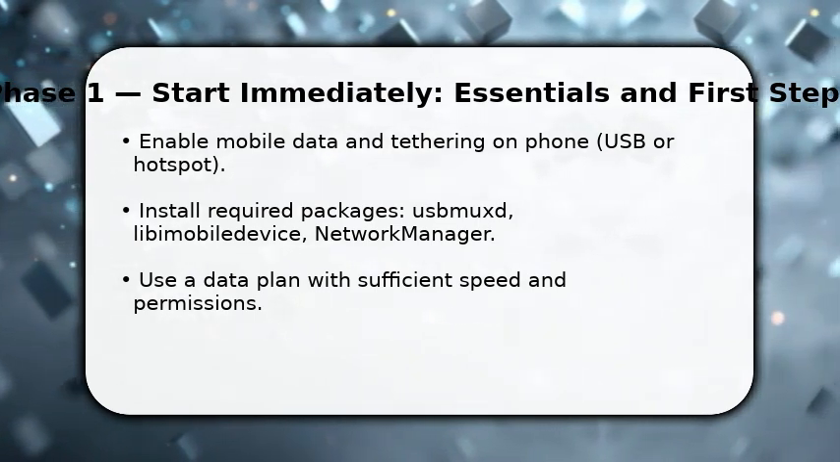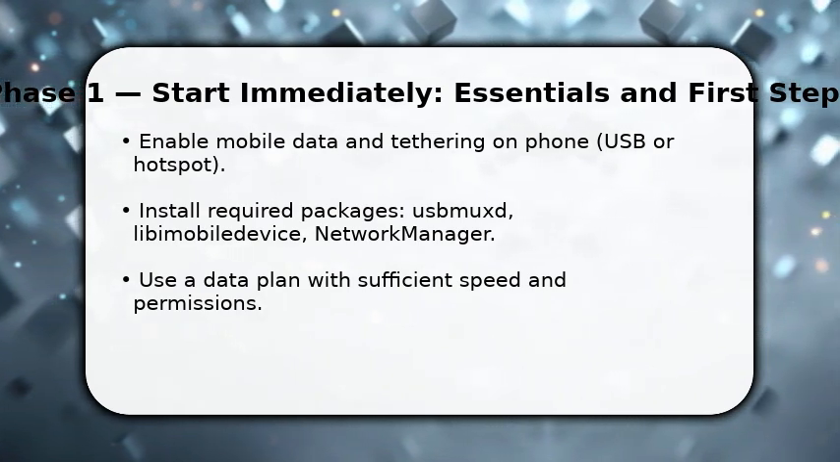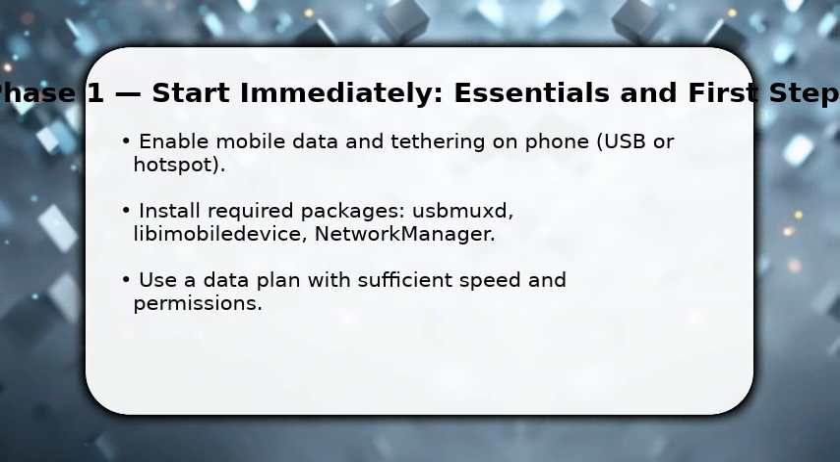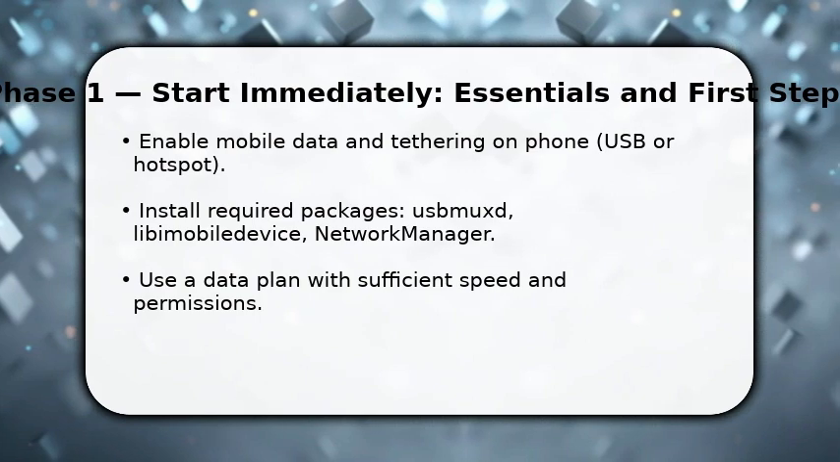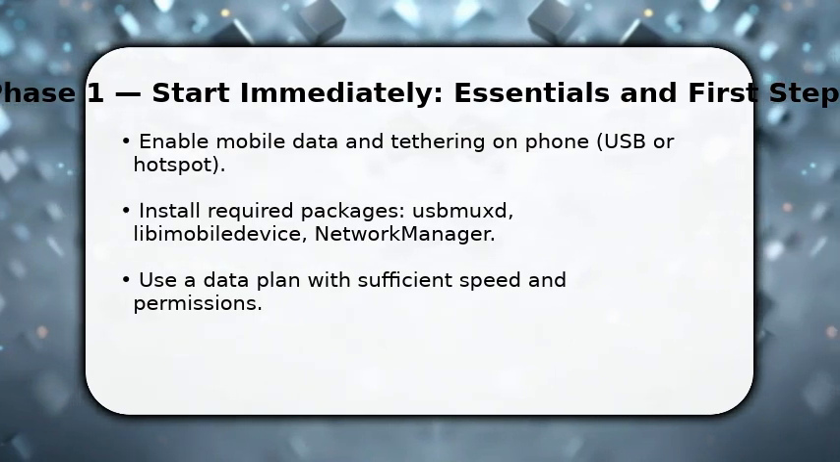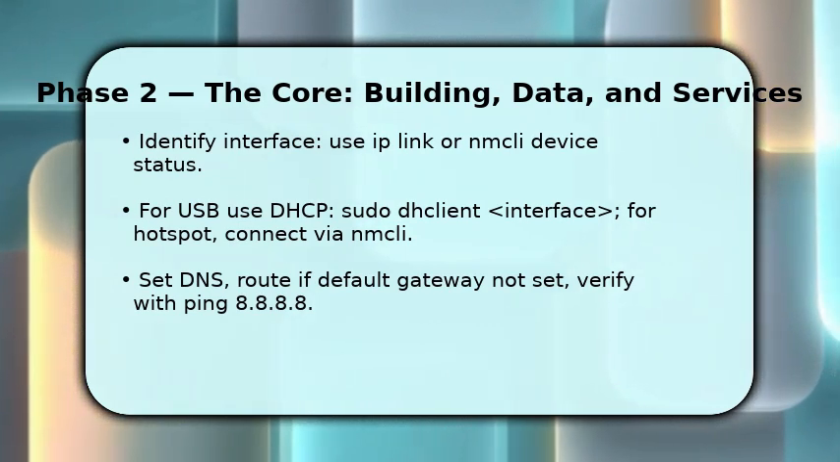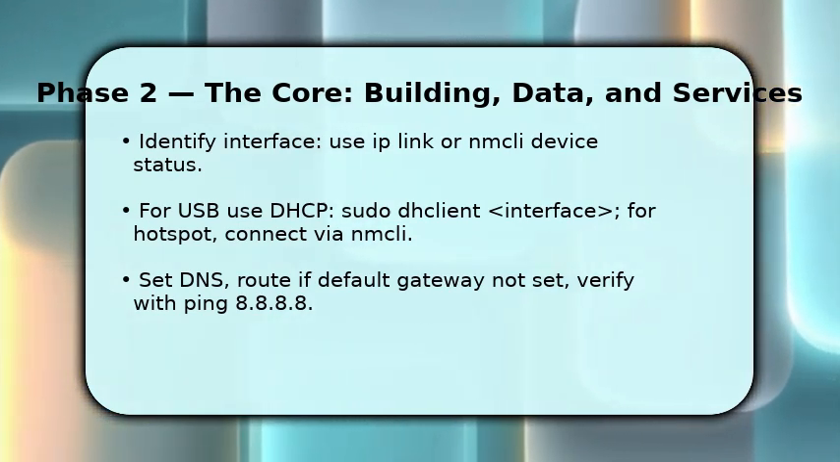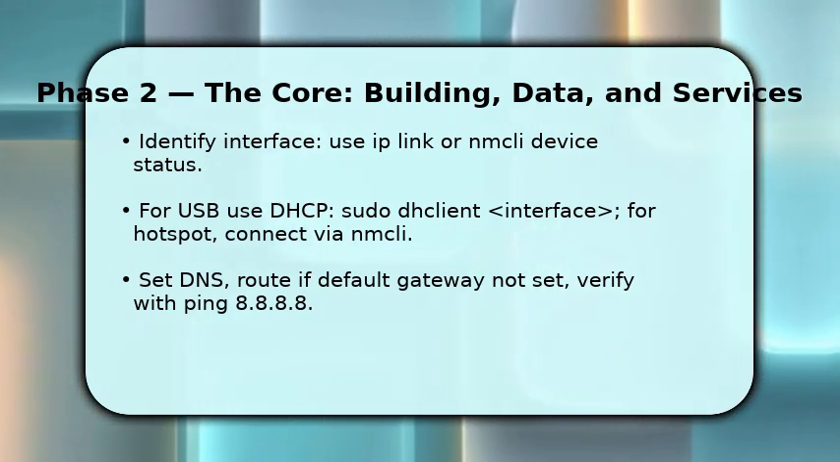Once done, check dmesg or journalctl for new interface names, and confirm the phone shows as tethered so Kali can detect it. Once Kali detects the new interface, identify it with ip link or nmcli device status, because names can be usb0, enp0s20f0u1, or wlan0 for hotspots. If using USB, run sudo dhclient interface to get an IP.